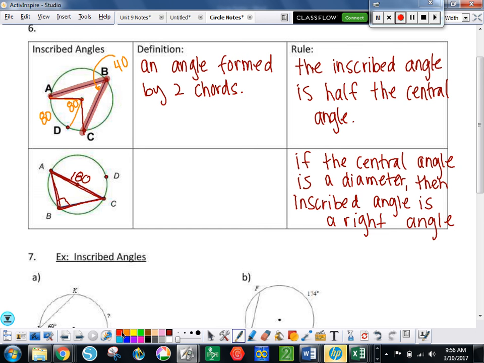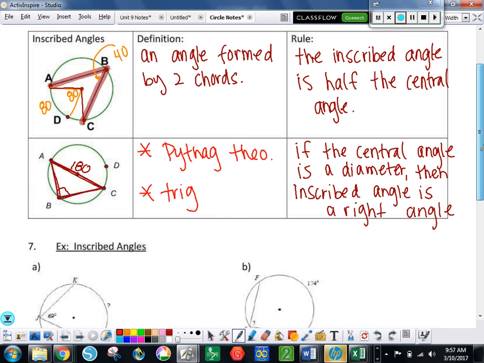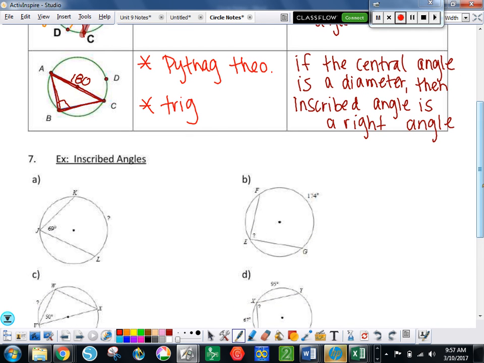Many things. Specifically, we might have some Pythagorean theorem questions. I don't think we will. We should. We could have trig questions. Because if you have a right triangle, can you use trig to find missing sides, missing angles, missing pieces? Yes. Could you use Pythagorean theorem to find missing sides, missing angles, missing pieces? Maybe not angles, but the pieces, yeah. So you may want to be looking for those when you have a diameter. All right, let's try a few examples of those.